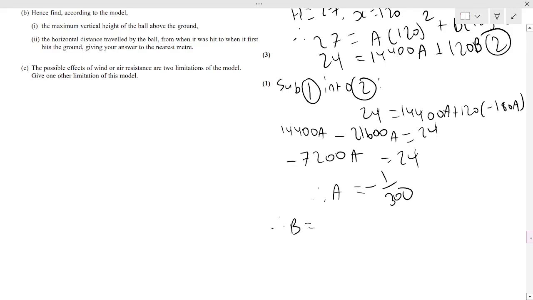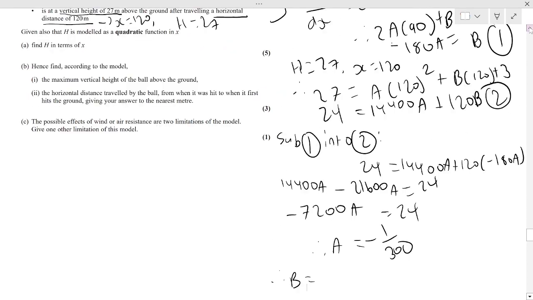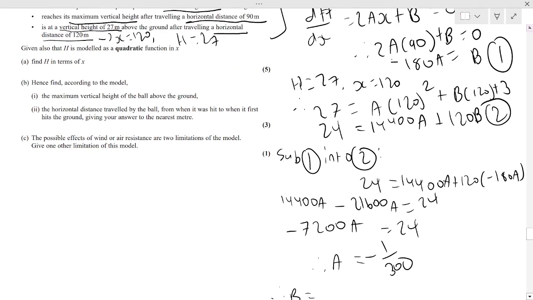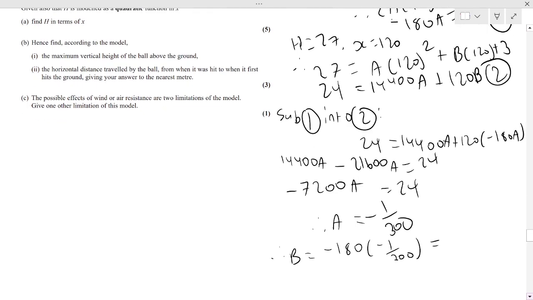Therefore, b. Remember, b was... did it not save that part? Oh no, b's here. Sorry, b is minus 180a, so b is going to be minus 180 of a, which is minus 1 over 300, and that's going to be 3/5. Quite nice, right? So therefore we found a, b, and we found c earlier.